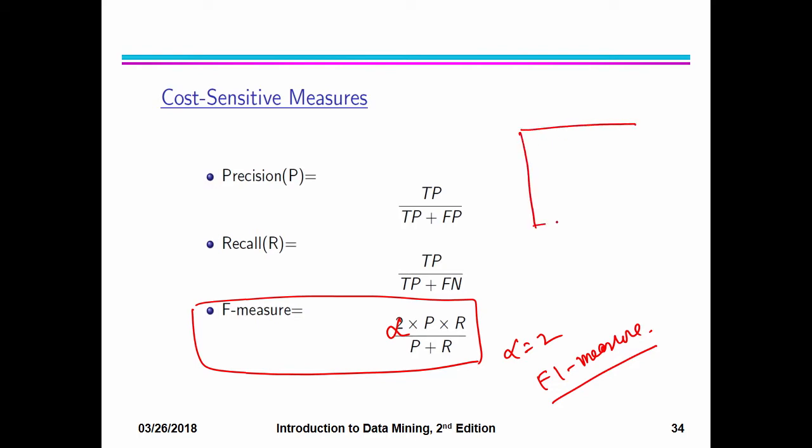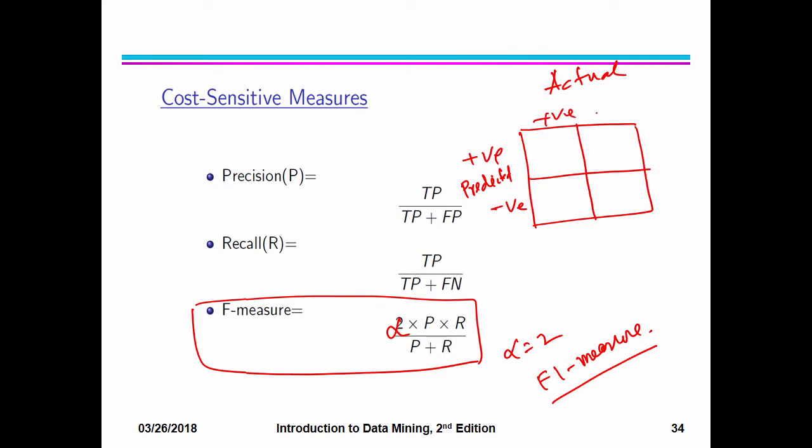Here we have the confusion matrix. This is the positive class predicted by the classifier, this is negative, and this is the ground truth. This is positive, this is negative, that we know. So, this is true positive, this is false positive, this is false negative and this is true negative.